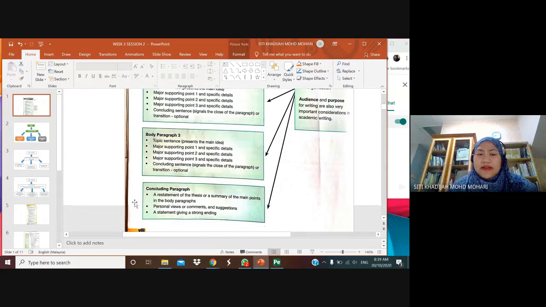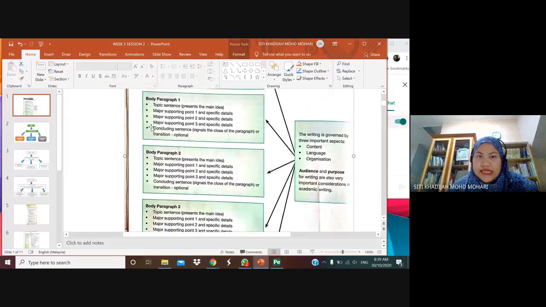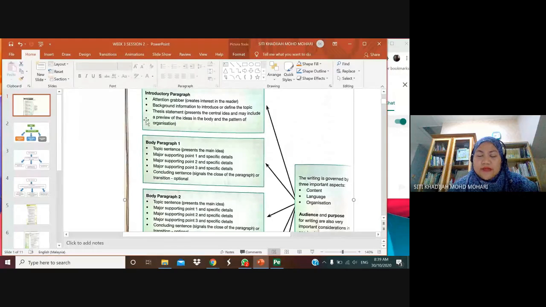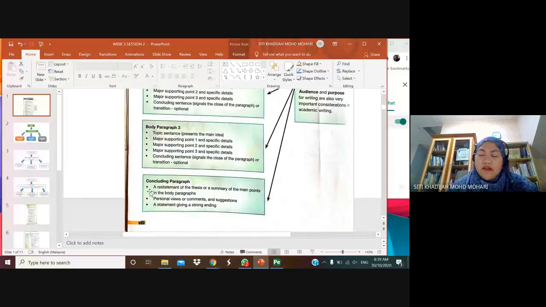In the concluding paragraph, usually we include three things. Or you could always put only two things; the most important are the first two. A statement of thesis, meaning that you restate your thesis, which is in the introductory paragraph. You restate it, but obviously by using other words. You cannot copy and paste, so you have to revise and be creative.